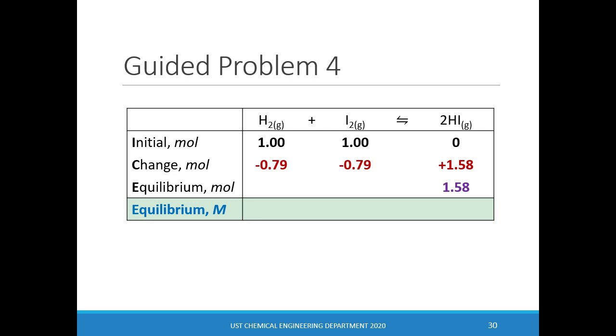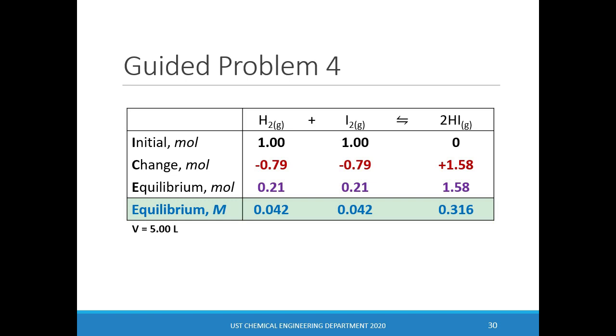To get the equilibrium amounts, simply add the initial and change rows. We get 0.21 for both hydrogen and iodine gas. To determine the concentrations, we simply divide the equilibrium moles by the container volume of 5 liters. We get 0.042 molar for hydrogen and iodine and 0.316 molar for HI.